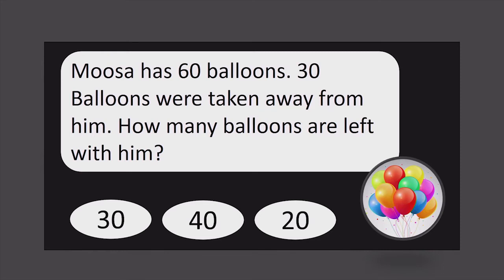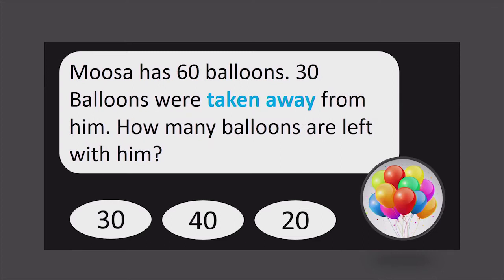How many of you know the answer? Yes, it's taken away. Now I want you to solve the question. Okay, have you got an answer? Now let's check whether your answer is correct. So let's read the question once again.